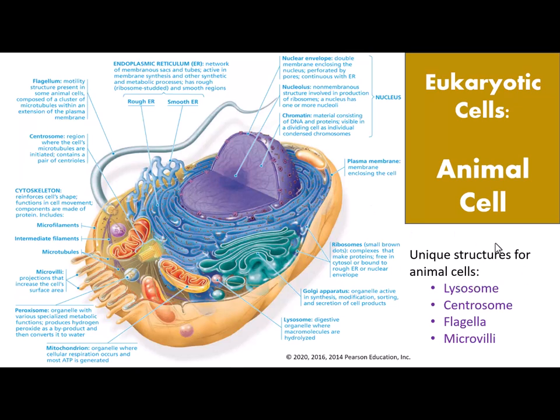So here are the unique structures for animal cells that you won't find in our plant cells, which are our other main type of eukaryotic cell. So unique structures for animal cells are the lysosomes, the centrosomes, the flagella, and the microvilli. So these are unique for animal cells.